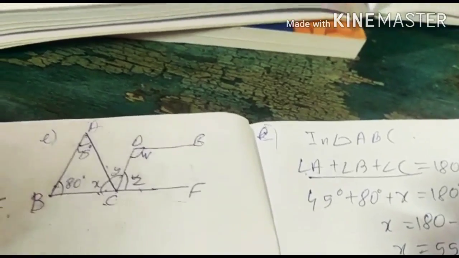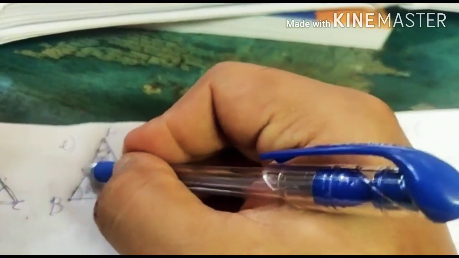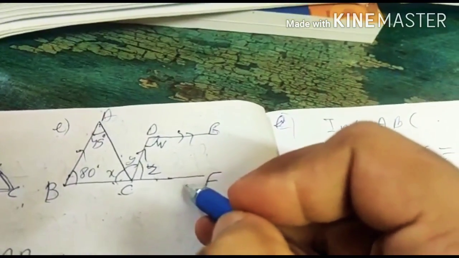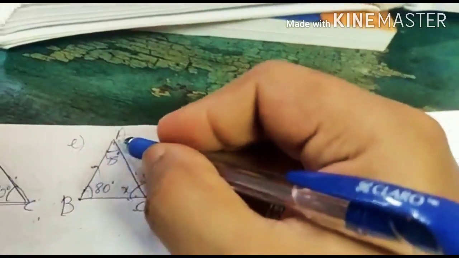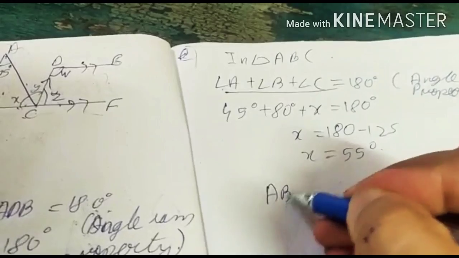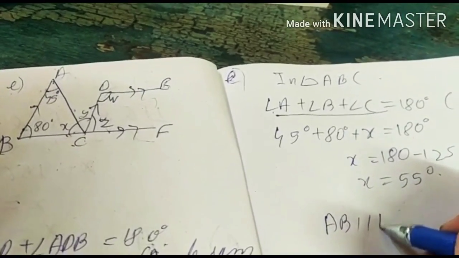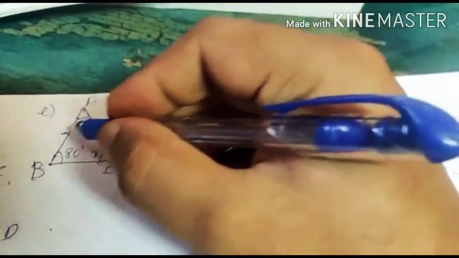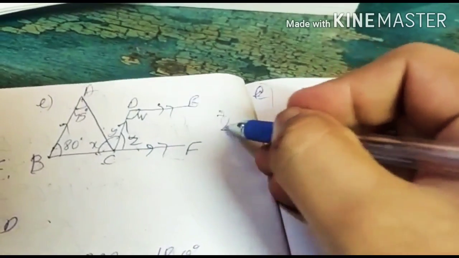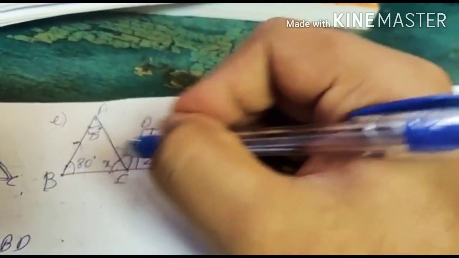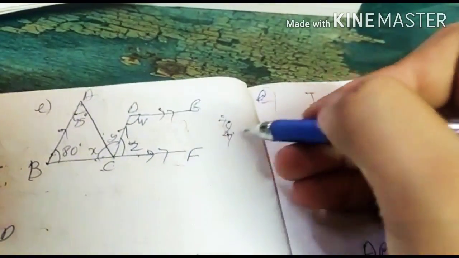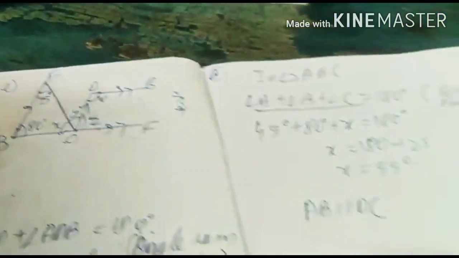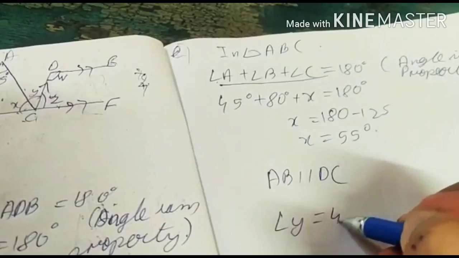The question says this and this are parallel lines. AB is parallel to DC. So if we see, a Z is formed here, and in a Z, when these two lines are parallel, the angles in between are equal. These two lines are parallel, so here it is a Z, so angle 45 will be equal to angle y. Angle y equals 45 degrees. How?